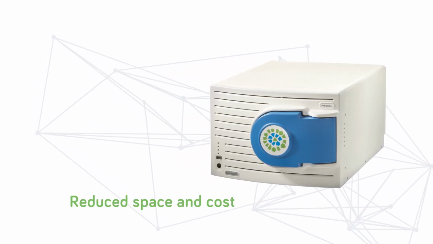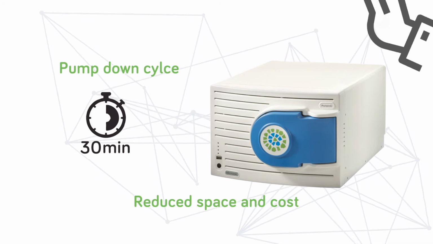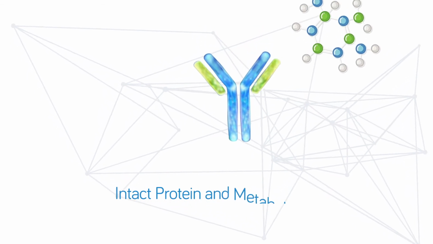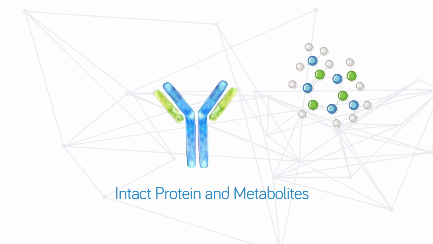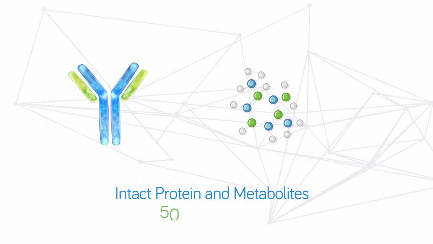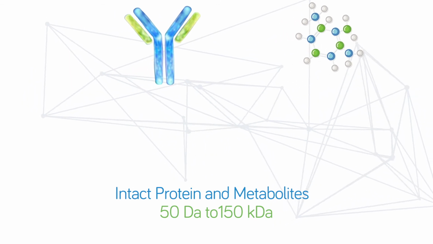Its compact size and reduced pump down time makes the system easy to move from one place to the next. The MiD Protein ID has the ability to accurately detect both large, intact proteins and small molecules, such as metabolites and feeds in your bioreactor, with a mass range of 50 daltons to 150 kilodaltons.